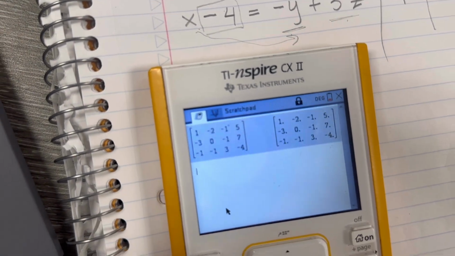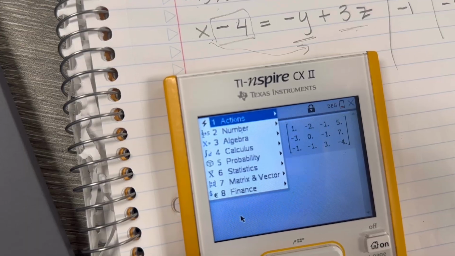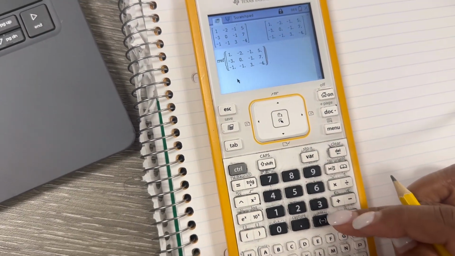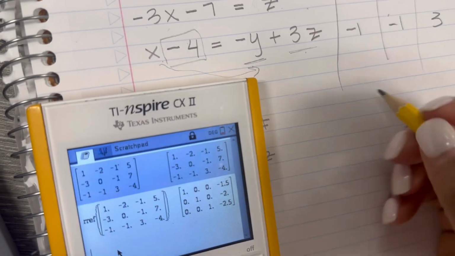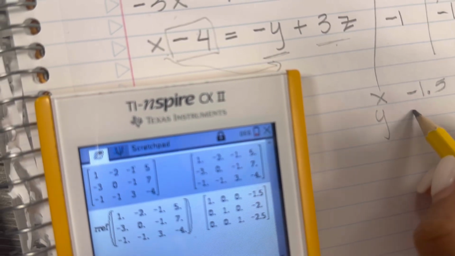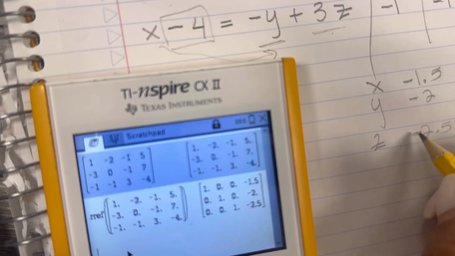And hit enter. Hit menu, 7, 5, up, enter, enter. And there's your answer. So your X value will be -1.5. Your Y value will be -2. And your Z value will be -2.5.